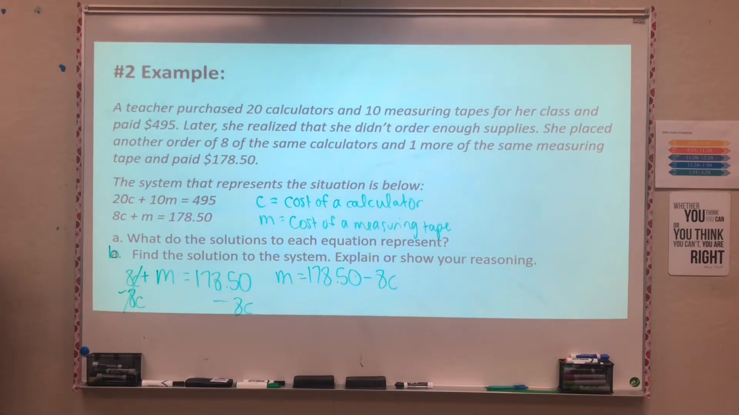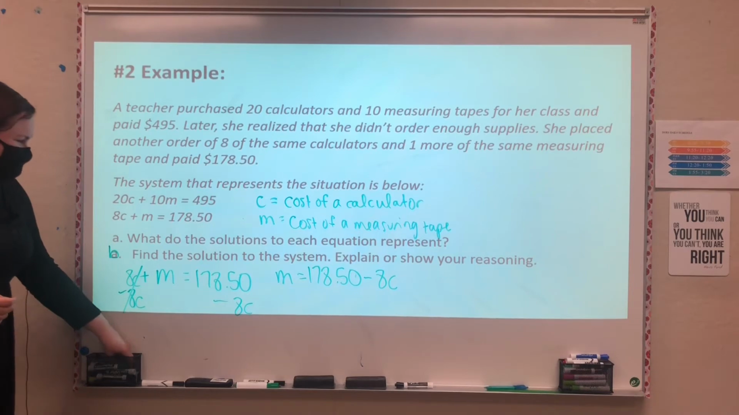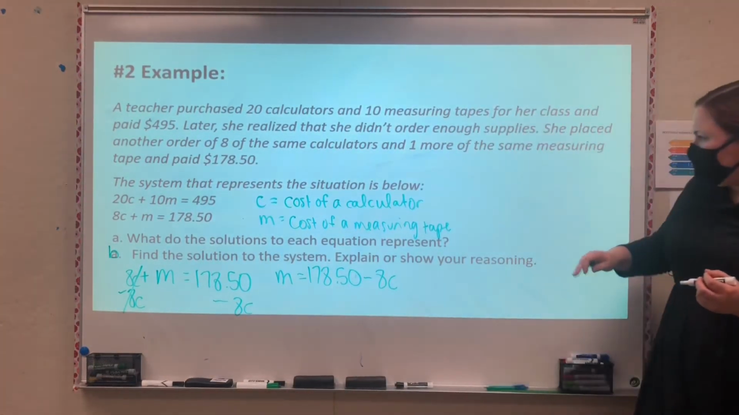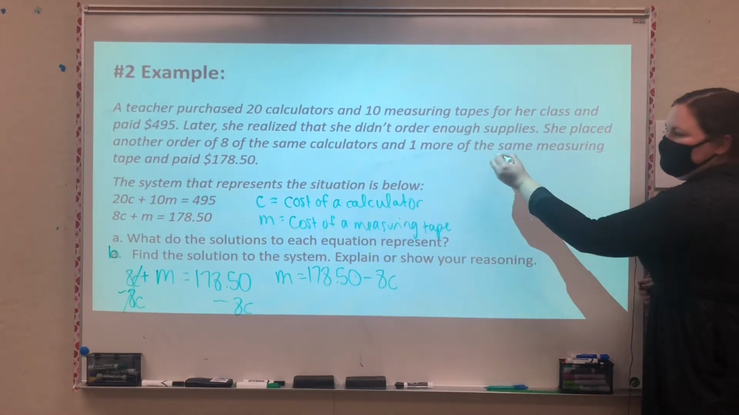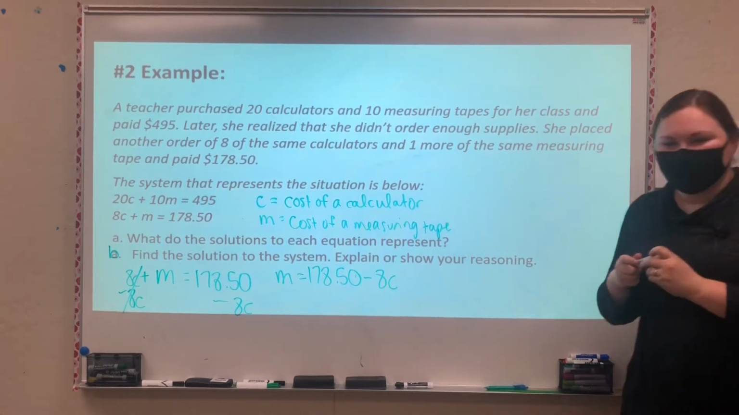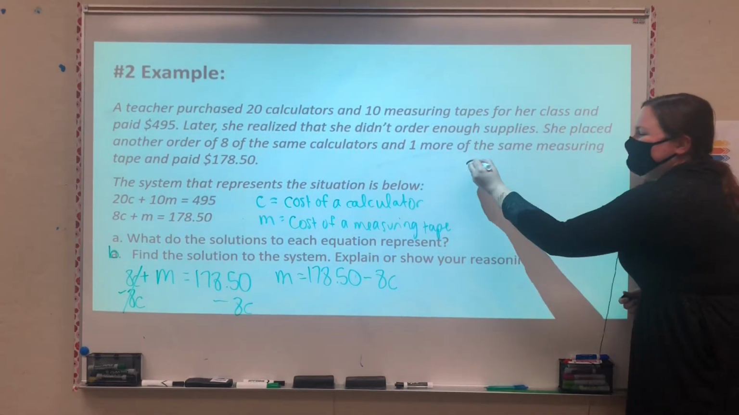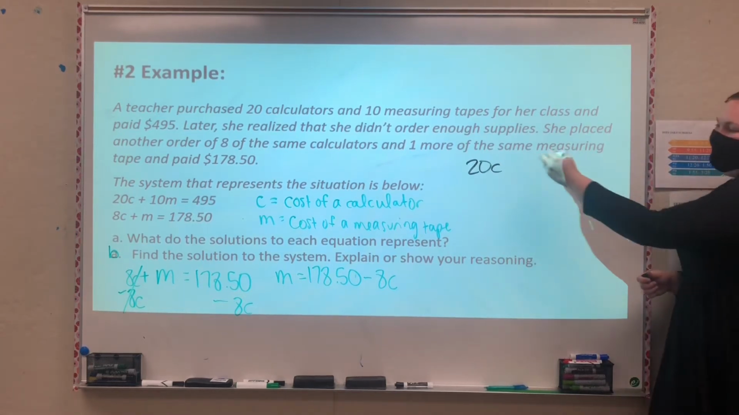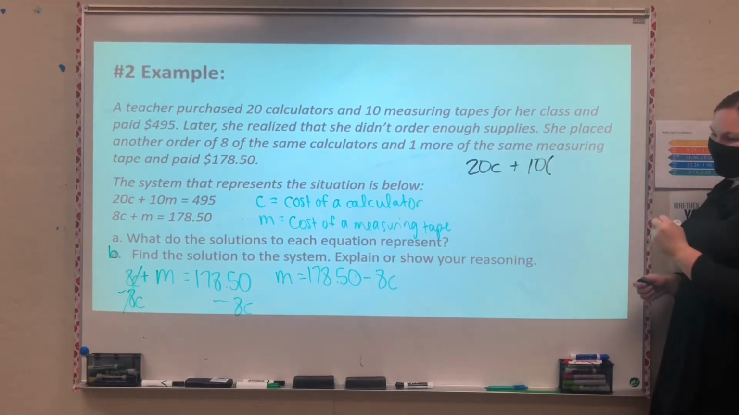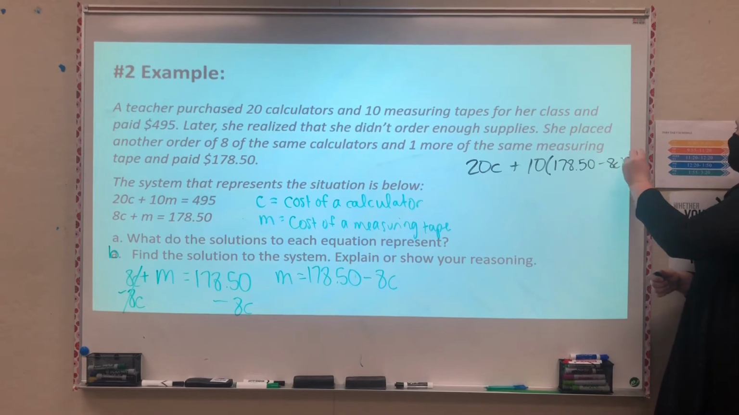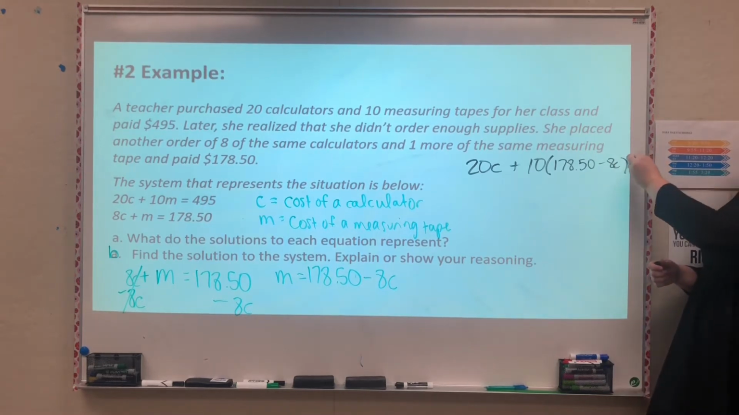What do you want to do with that now? Then you would plug it into the top equation. Yep, when we substitute into that top equation, what's it going to look like? I think I'm going to put it up here. Okay, we'll try again. 20c plus 10, and then parentheses for the multiplication, 178.50 minus 8c, equals 495.